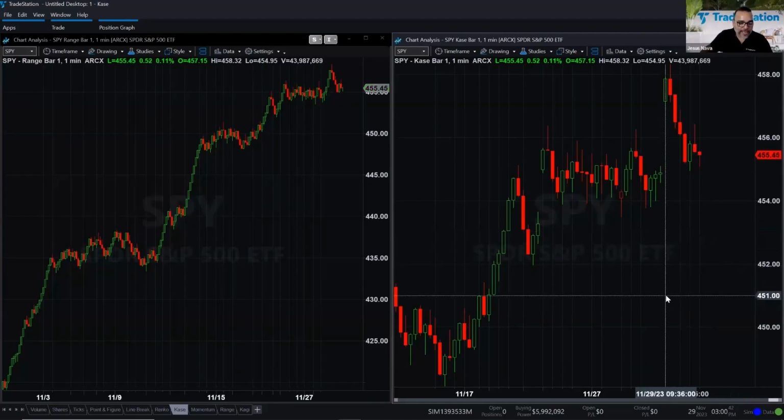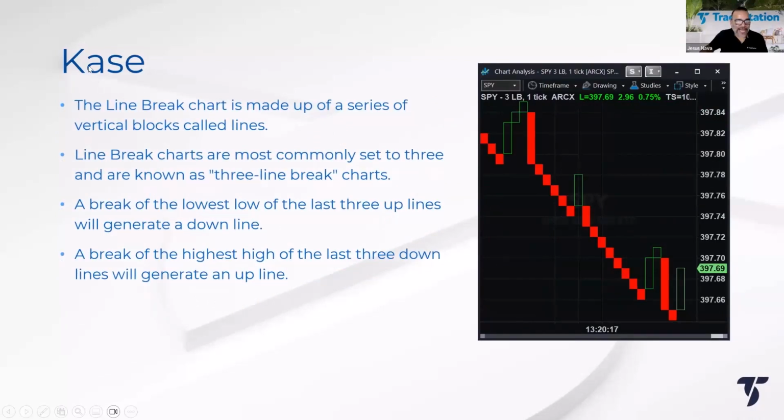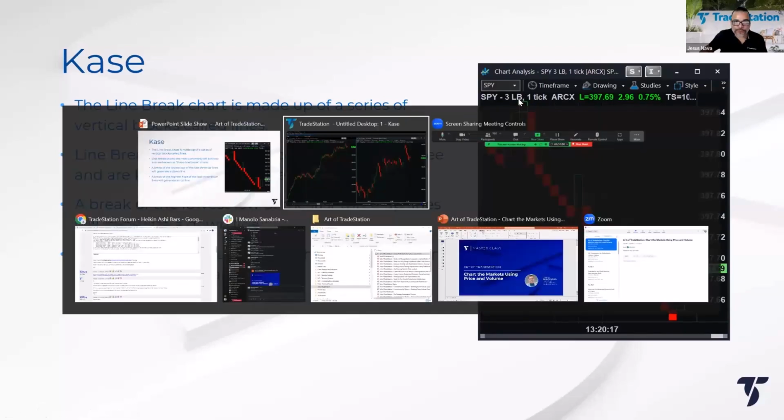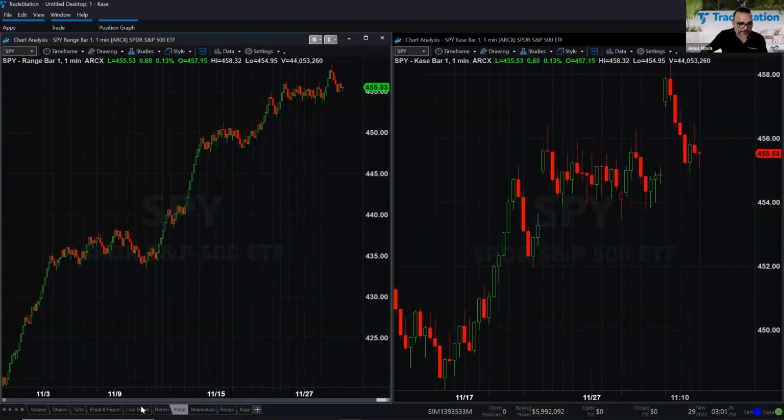Let's go ahead and take a look at the last one, it's line break, but it's titled incorrectly. It should not say Kagi, it should say line break. Take a look at the first line. It says the line break chart, and this is line break because it's LB on the screenshot. Let me go over here to my TradeStation and show you what the line break does.